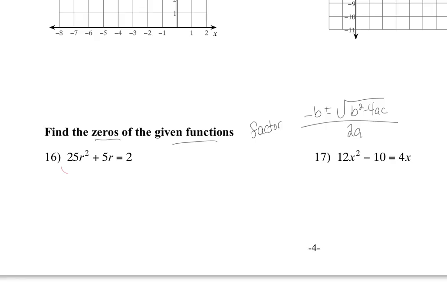So if I were to do this one, 25r squared plus 5r minus 2 equals 0, I could solve by factoring or by quadratic formula. Same with 17. Again, before I start, I want to have it in standard form and equal to 0. And then from there, you can use the quadratic formula or factoring.